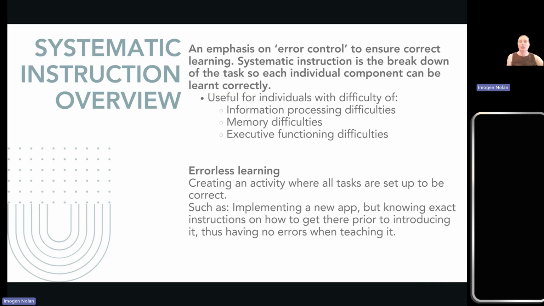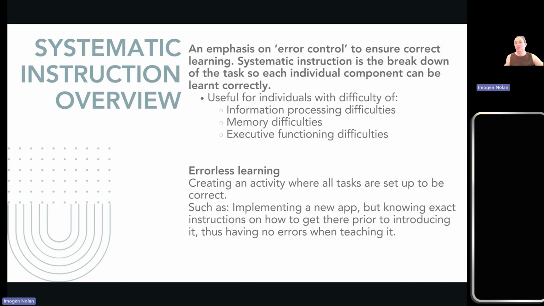Systematic instruction is a type of cognitive support intervention. There is a real emphasis on error control to ensure correct learning. Systematic instruction is the breakdown of the task so each individual component can be learnt correctly. This is really useful for individuals with difficulty with information processing, memory difficulties, or executive function difficulties, because we're not teaching them the wrong thing, we're only teaching them the correct thing.